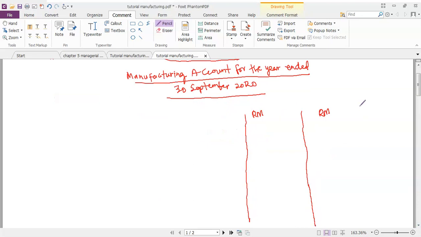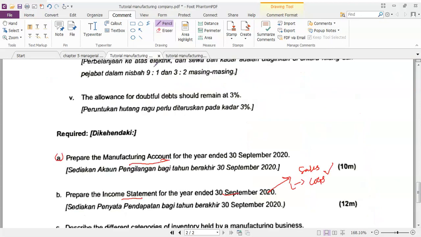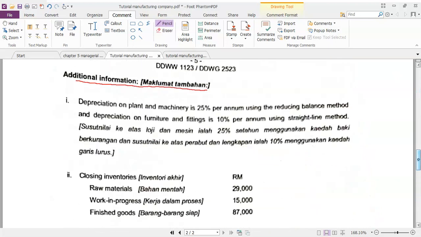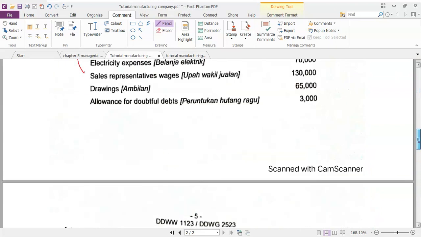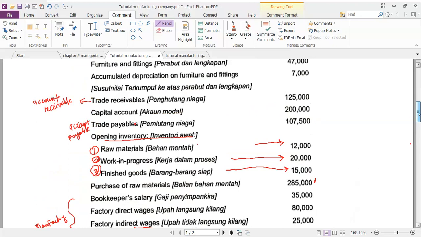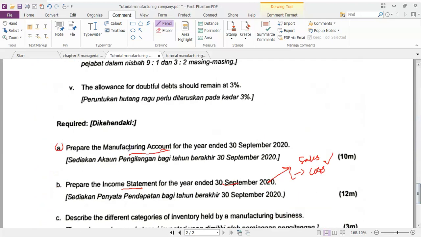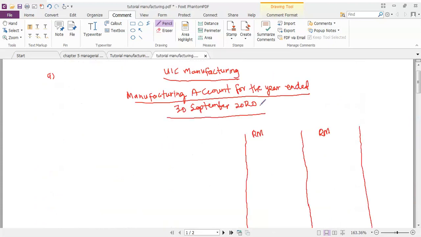Okay, this is the format to prepare manufacturing account. First thing first, you should put the title. The information here is about the tutorial about the company UIC. The company's name is UIC Manufacturing, and the first one we must prepare is the manufacturing account for the year ended 30th September.